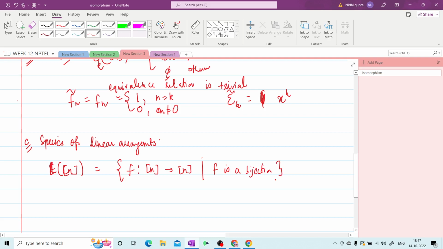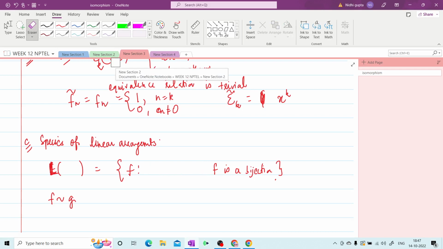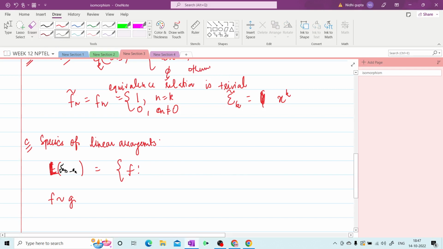From n to n. So now f is related to g. Oh, sorry, it is a species of linear arrangement. So let's, to make it simpler, take any set, let's take this a1 to an to be our set. Any linear arrangement is a function from 1 to n to a1 till an.